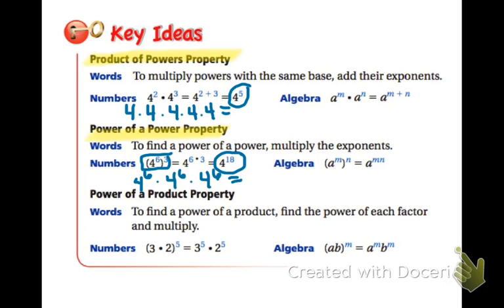times 3. Okay, the final property that we're looking at today is the power of a product. So sometimes in the parentheses you will have 2 numbers being multiplied, and that whole thing will be to the 5th power. So it's kind of like we can distribute the 5 and be an exponent of each base. So 3 to the 5th power times 2 to the 5th power.